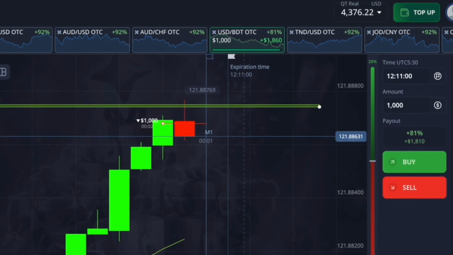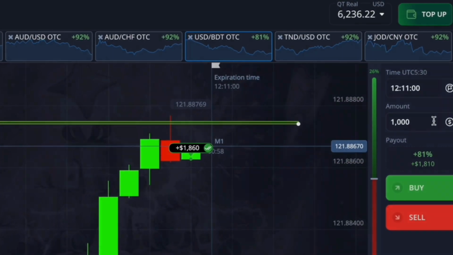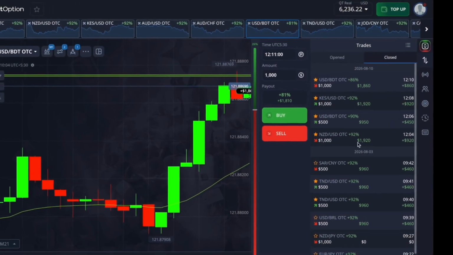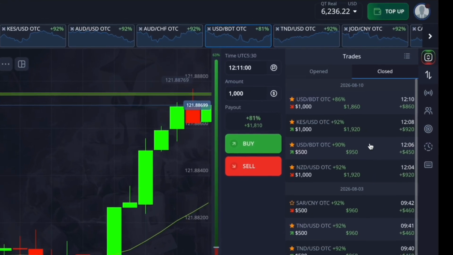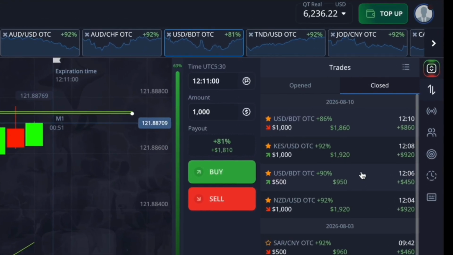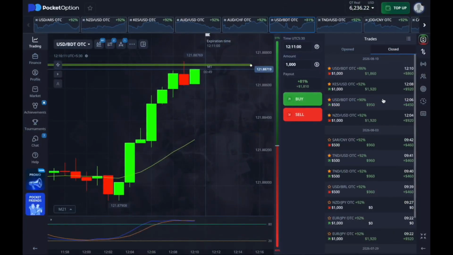And look at that, just as I anticipated, the candle closed red. And my fourth and final trade of the day for day 5 is another winning trade. 4 trades, 4 wins, and a perfect finish to day 5.